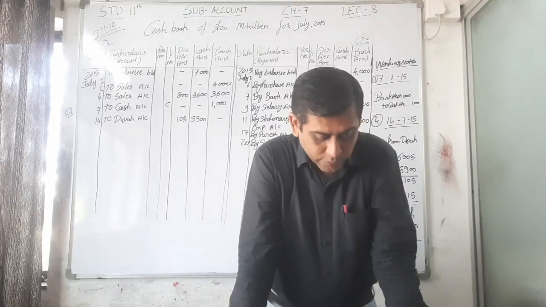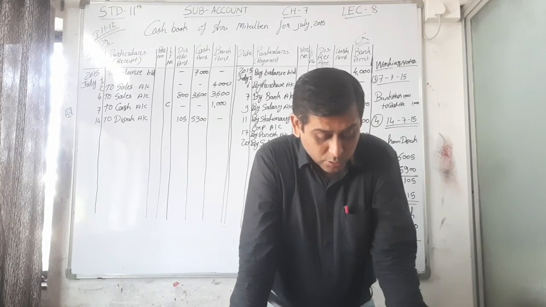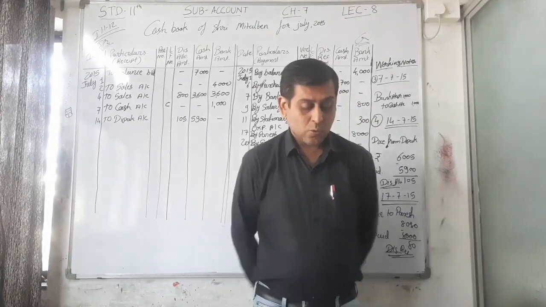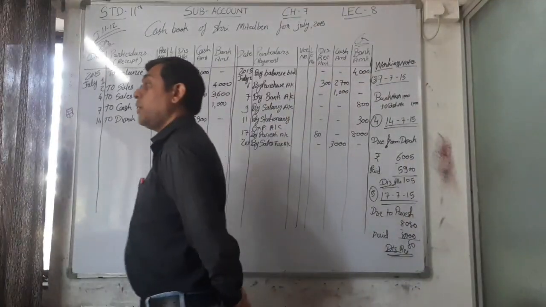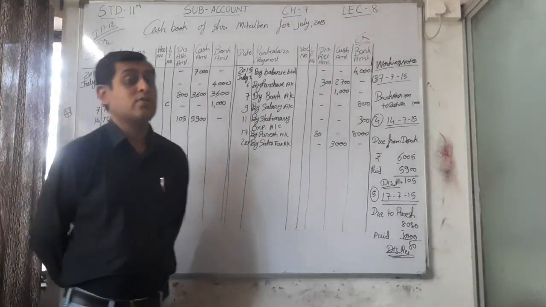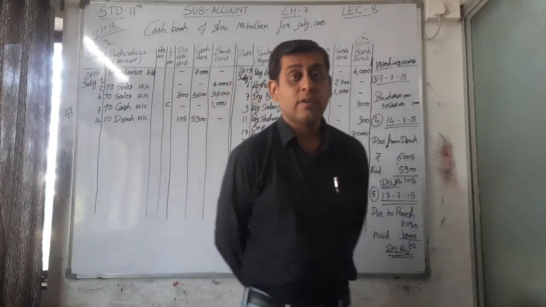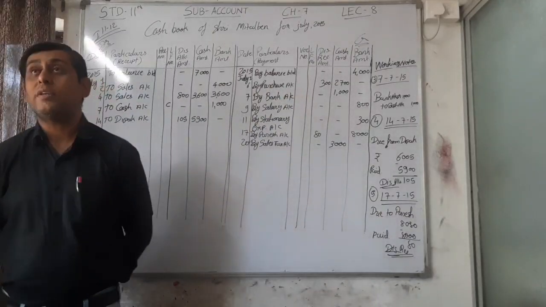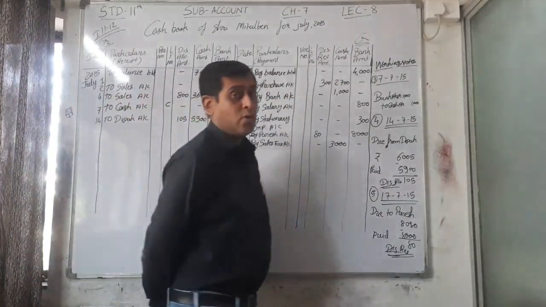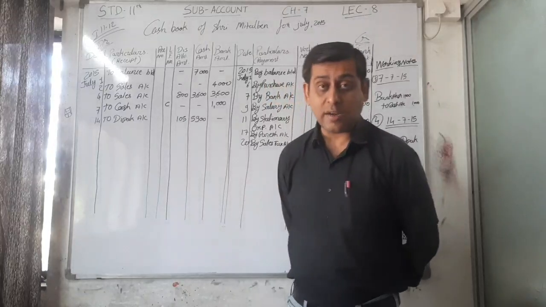Now 24, rupees 2000 withdrawn from the business for personal use. Here you are not withdrawing from the bank, you are withdrawing from the business, that's why cash goes out from the business. So write down the journal entry for this.